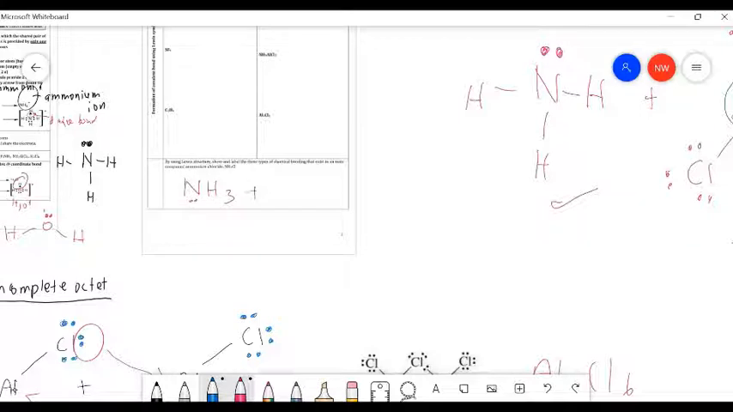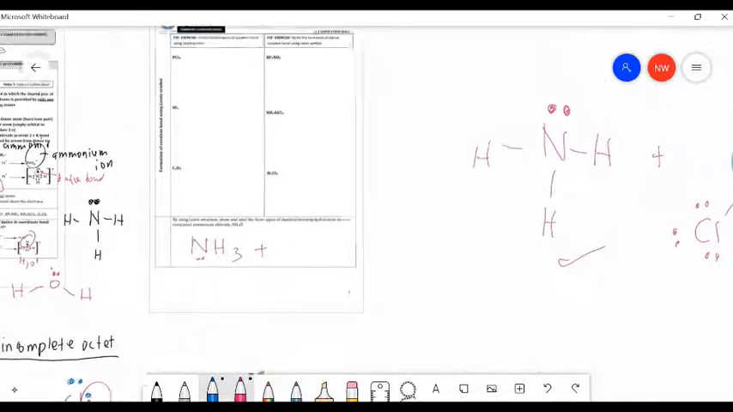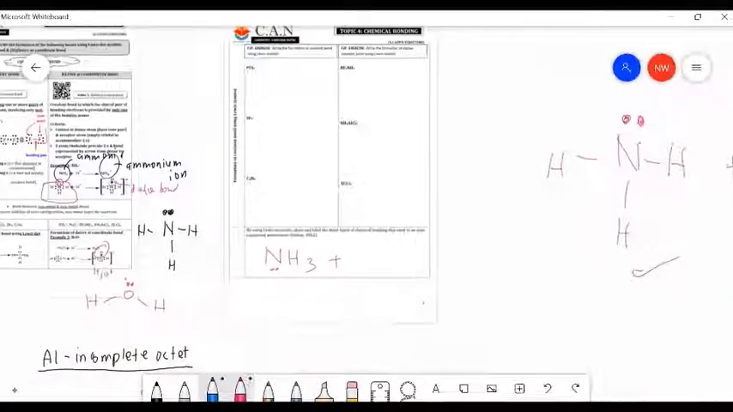when it reacts with... is it Cl? Let me think. So it just has ammonia chloride here. Sorry, suddenly I went blank.